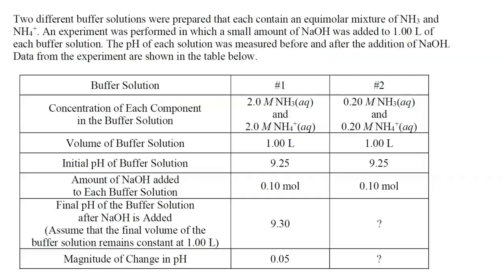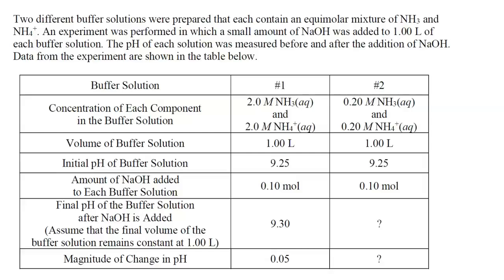An experiment was performed in which a small amount of sodium hydroxide, that's a strong base, was added to 1 liter of each buffer solution. The pH of each solution was measured before and after the addition of the sodium hydroxide. Data from the experiment are shown in the table below.